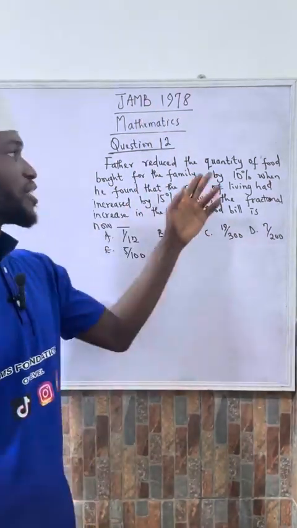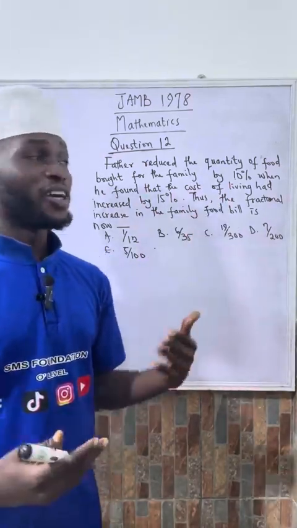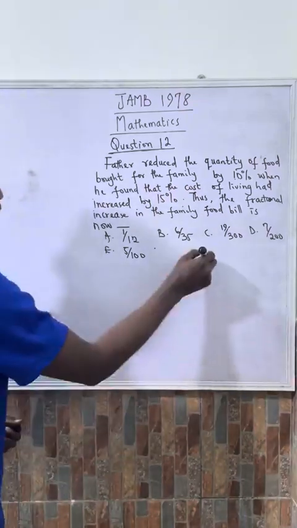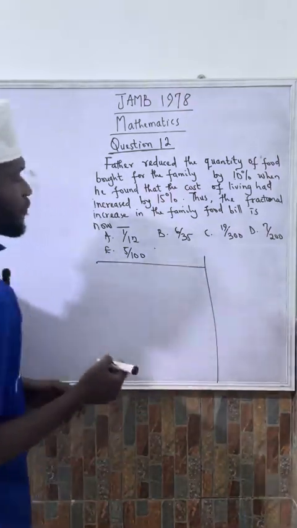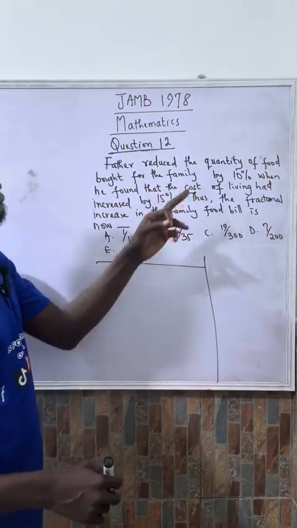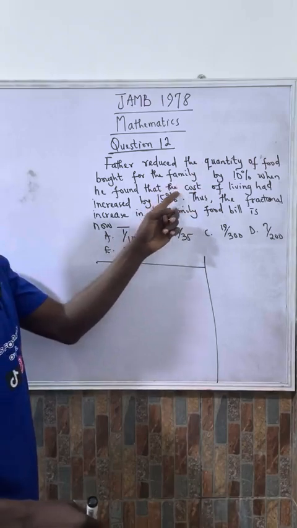So this is a question on fraction, and particularly this is more of percentages. So let's break it down in a simple way. First of all, let's take the quantity of food as Q and take the cost of living as C.